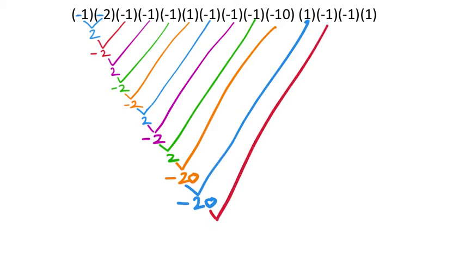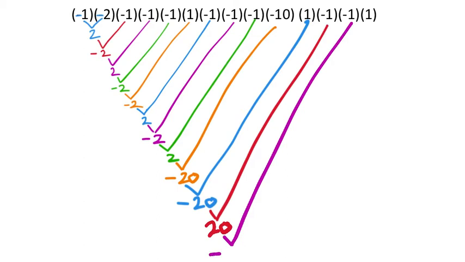Continuing though, we've got this -20 in blue times the next -1. It's a negative and a negative, which makes the answer positive. 20 times 1 is 20. So that red 20 times the next -1 is a positive and a negative. That's a negative answer. 20 times 1 is 20.